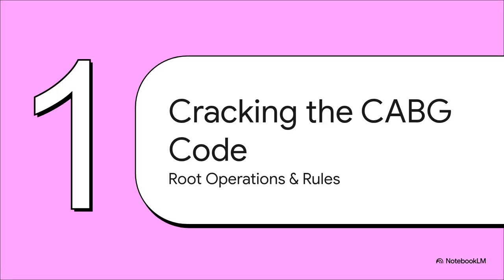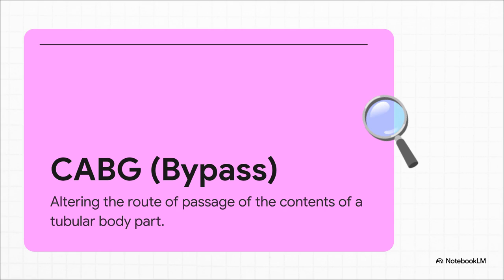Section 1. Cracking the CABG code, focusing on root operations and those all-important key rules. Now, cardiovascular coding is notoriously tricky. It demands strict attention to the rules, especially with open heart surgery. Because honestly, a single misunderstood character can completely alter your DRG assignment.